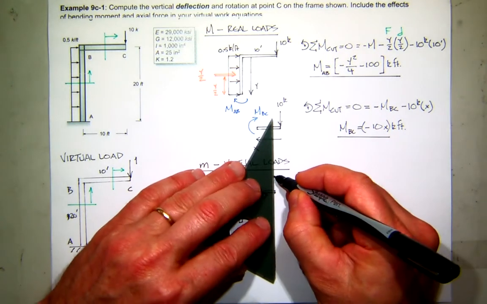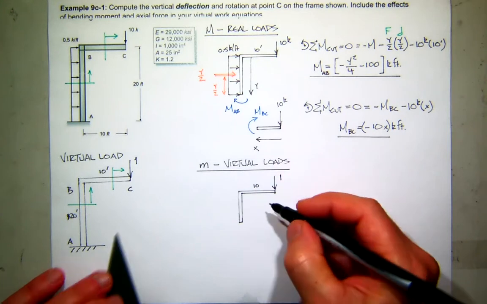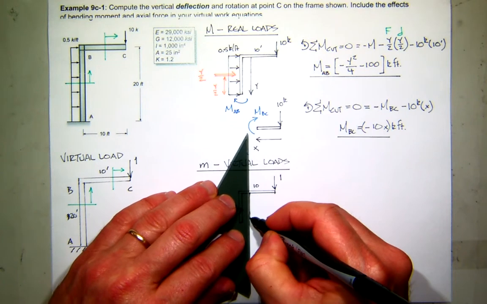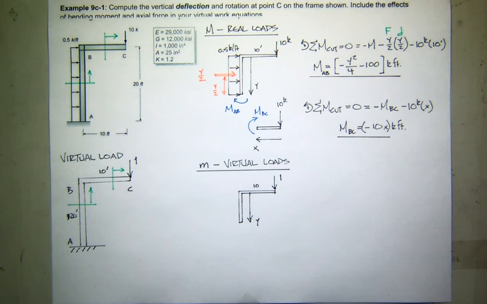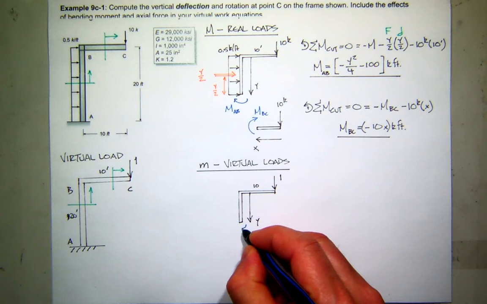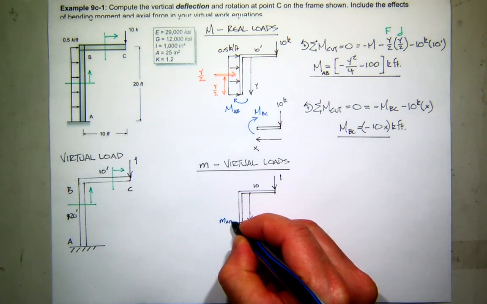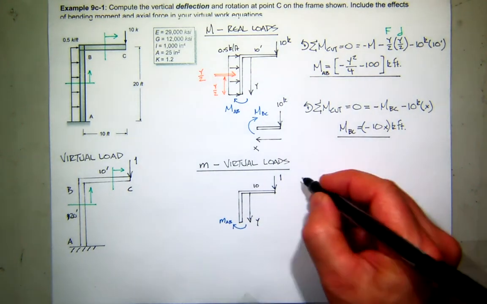Except the only load on the system now is my virtual load, and that's 1 kip. And I'm still calling this, just like I already previously defined, the distance y. And what am I looking for? Well, I assumed the real moment in this direction, so I have to be consistent. This will be the virtual moment in AB. And now I use my equations of equilibrium to find this virtual moment.